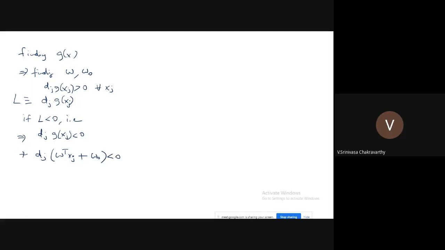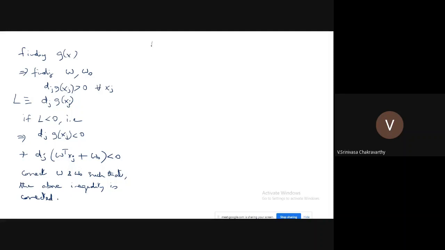If this is negative, then something is wrong. So for that data point, the g of x is not correct. That means the weights are not correct. So now the question is how to correct the weights, so that this problem goes away. That is, for that data point, this quantity is negative, so it should not happen. So correct w and w naught such that the above inequality is corrected. Okay, so how do you do that?